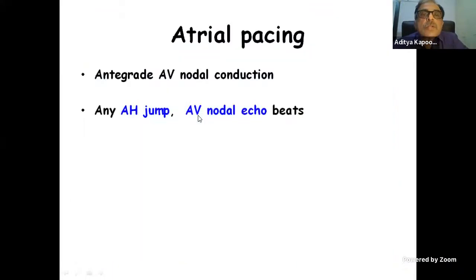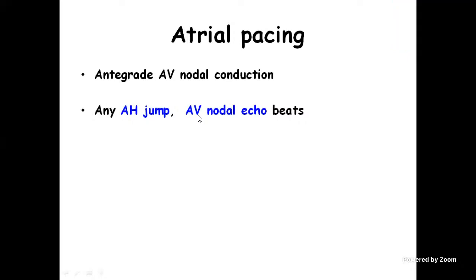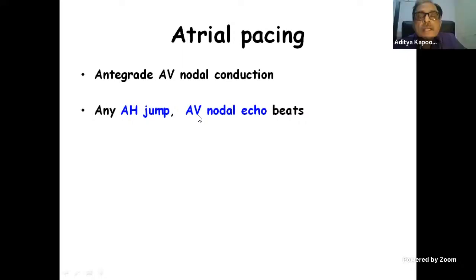So now we come to atrial pacing. Again, we see the same things, antegrade AV nodal conduction. Like for ventricle pacing, we saw VA ERP. So we will keep on pacing the atrium till we get an AV nodal ERP, that is an A without a V, or an AERP, atrial effective refractory period, that is a pacing spike but no A. Look for any AH jump, look for AV nodal echo beats, look for tachycardia induction.